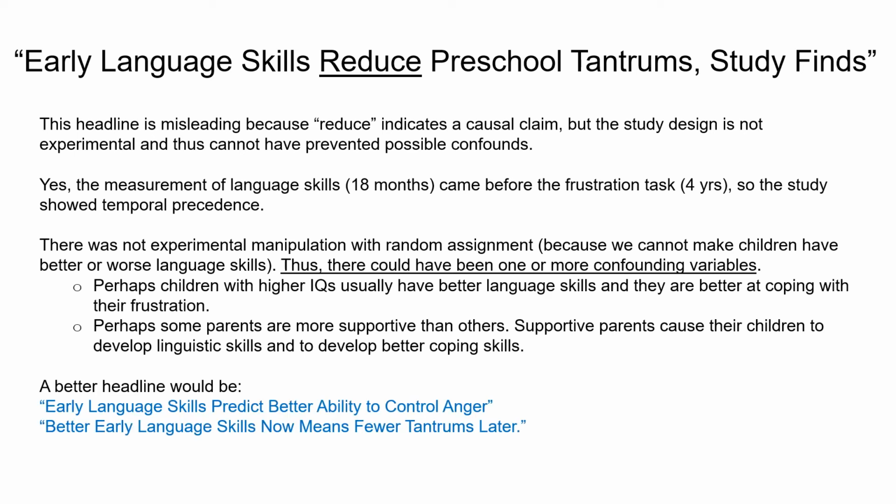So a better headline would be "early language skills predict". So "predict" is a good word there. "Better ability to control anger." Or "early language skills now means fewer tantrums later." It's getting closer to causal in those wordings, but it's still not doing causal.